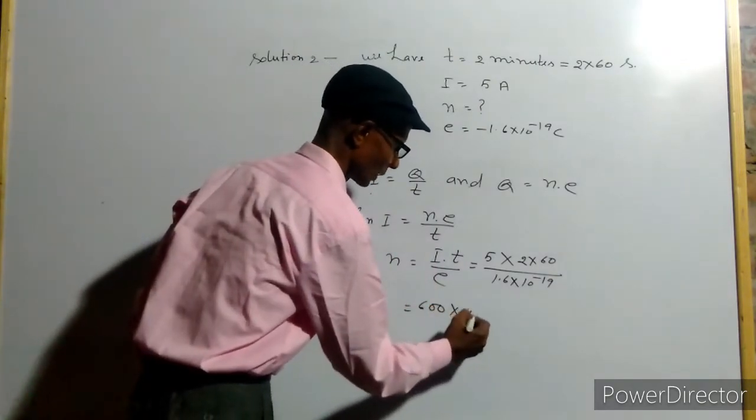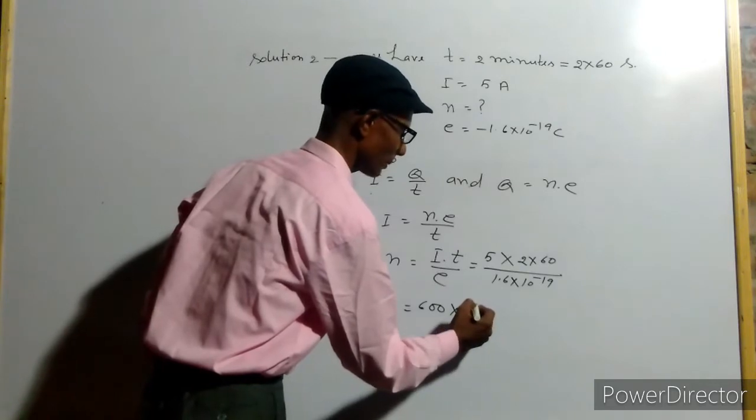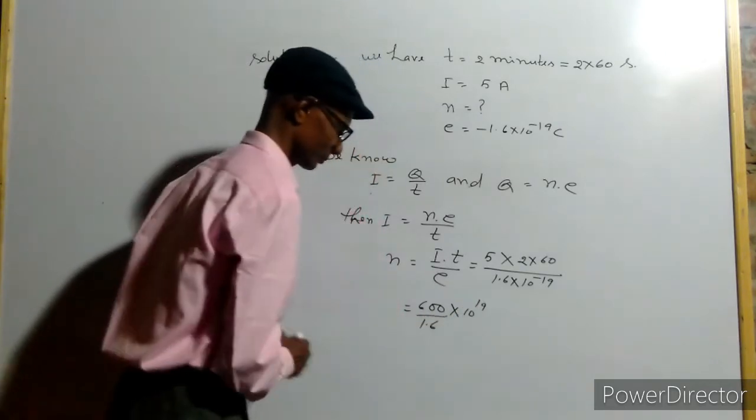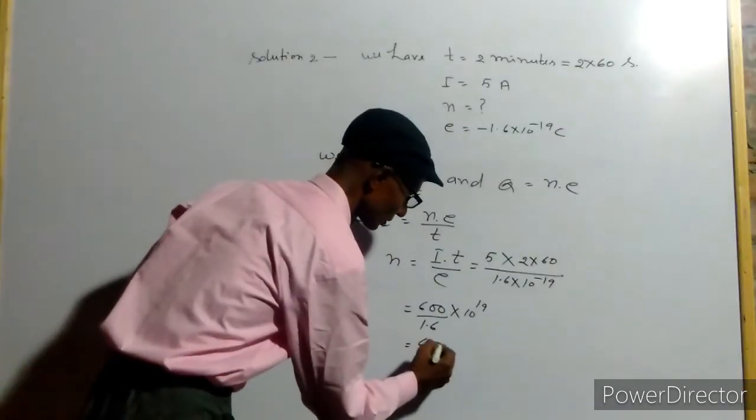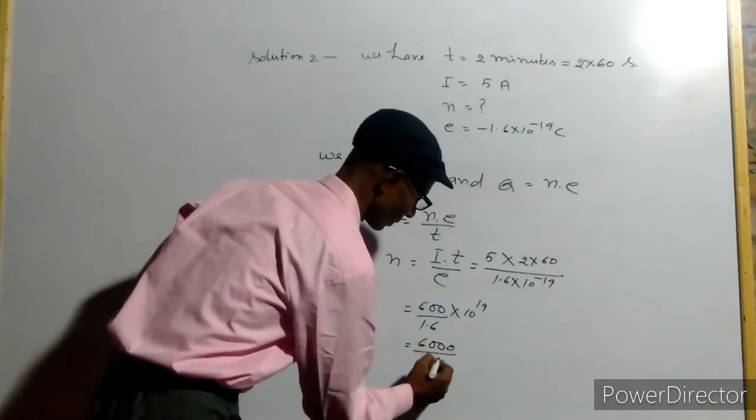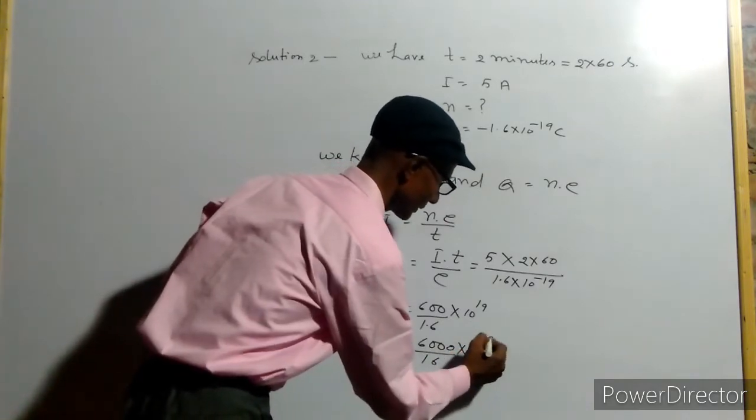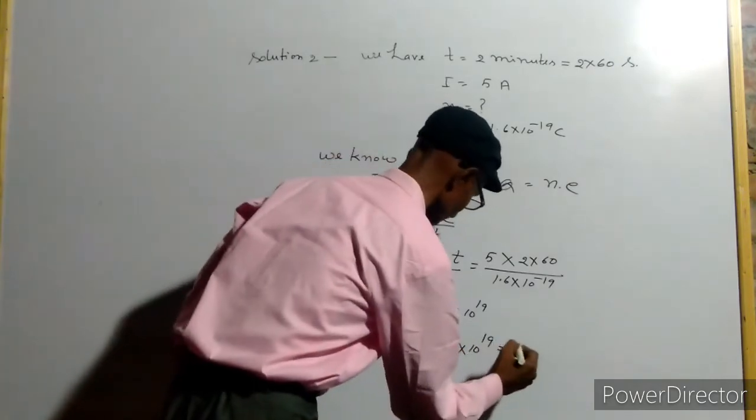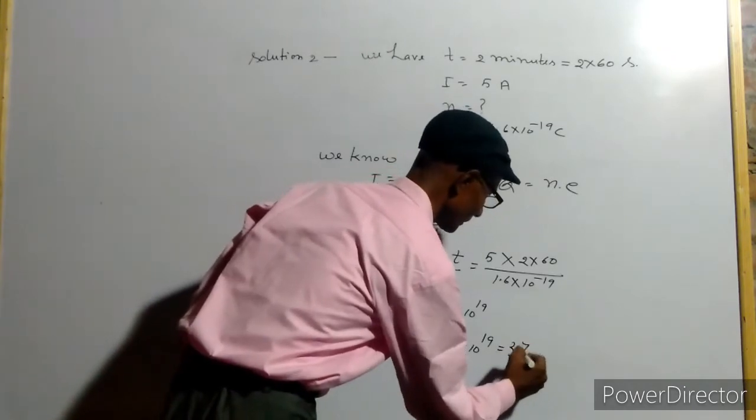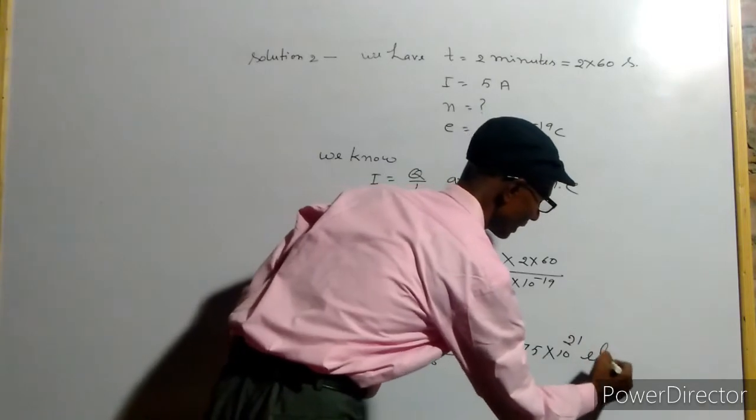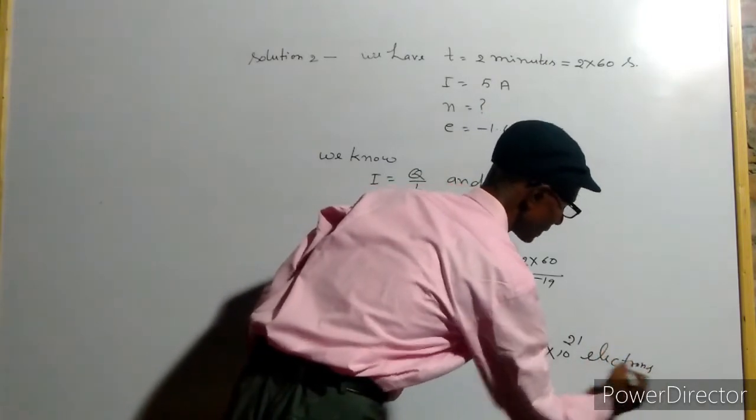600 into 10 to the power 19 upon 1.6. Now 6000 upon 16 into 10 to the power 19. 3.75 into 10 to the power 21 electrons. Answer.